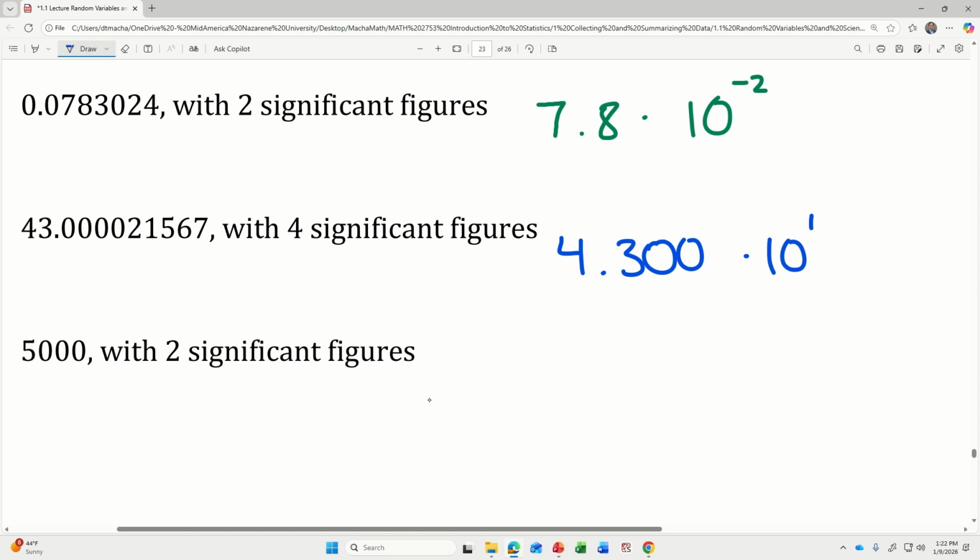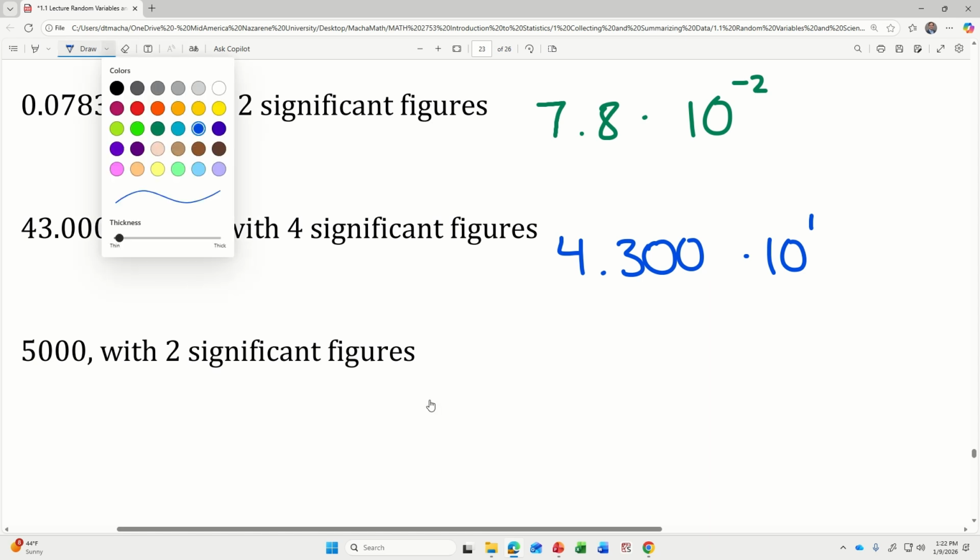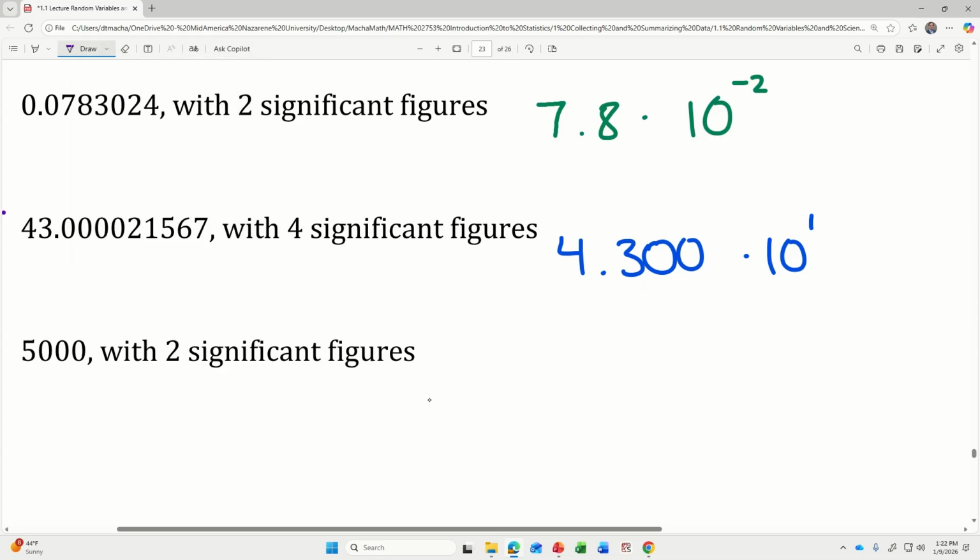All right. What if I want the number 5,000 with 2 significant figures written in scientific notation? What is it? Yeah. So this time I only need 2 sig figs. So there's 1, 2 significant figures. 10 to the 3rd tells me it's 5,000.